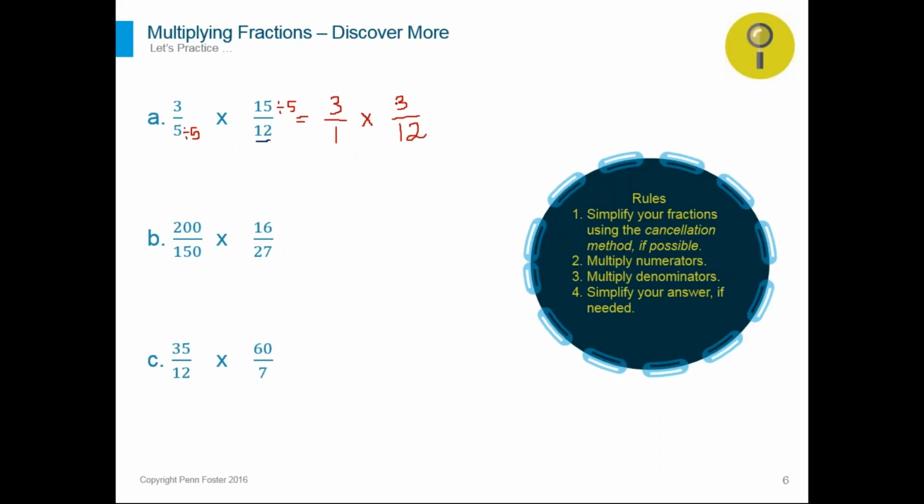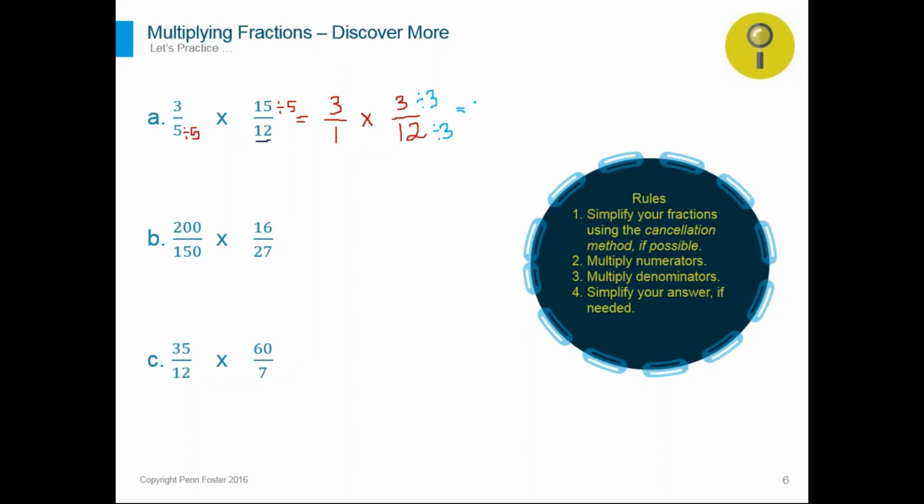I can take whatever 3, both of them are on the top, choose one of them with the 12 on the bottom. What do you think? 3 and 12. What is the common factor between 3 and 12? 3 is a common factor between 3 and 12, so we need to divide over 3. Divide over 3 and divide over 3.